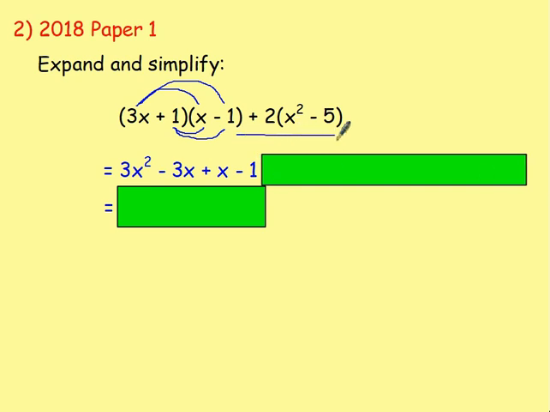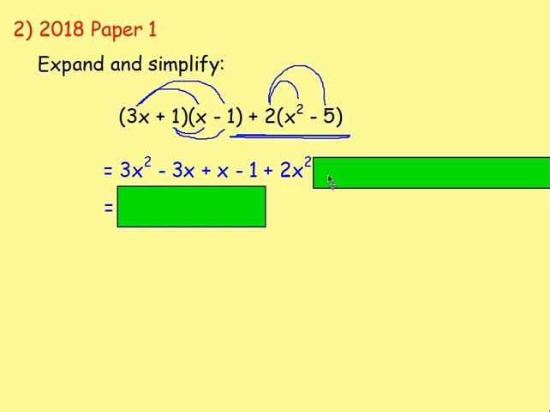We have still not finished with that line though, because we still have this bit here. We've still got 2 bracket x squared take away 5. So, to do that, you just do the 2 times everything in the brackets. So do the 2 times the x squared and the 2 times the negative 5. Good. So positive 2 times the positive x squared gives us positive 2x squared. And positive 2 times negative 5. Positive times negative is a negative, and 2 times 5 is 10.